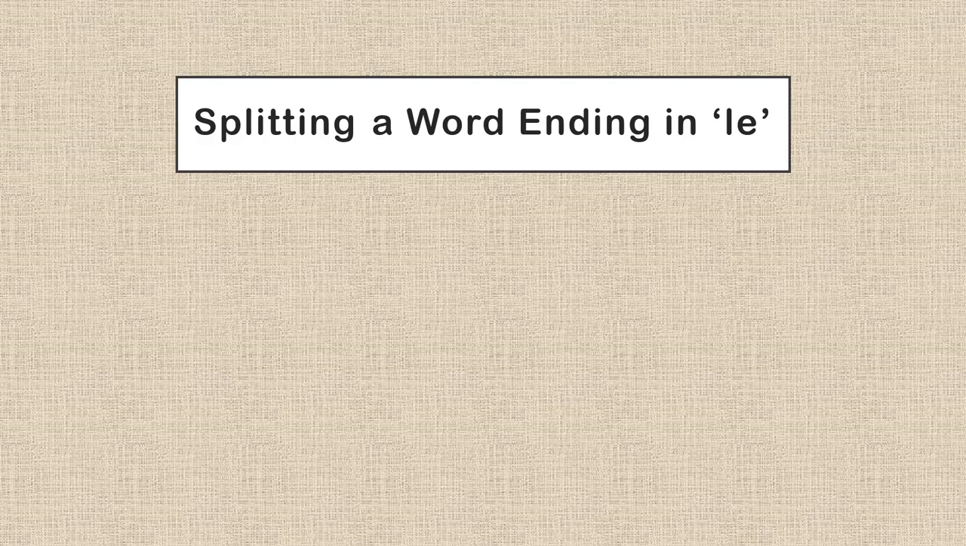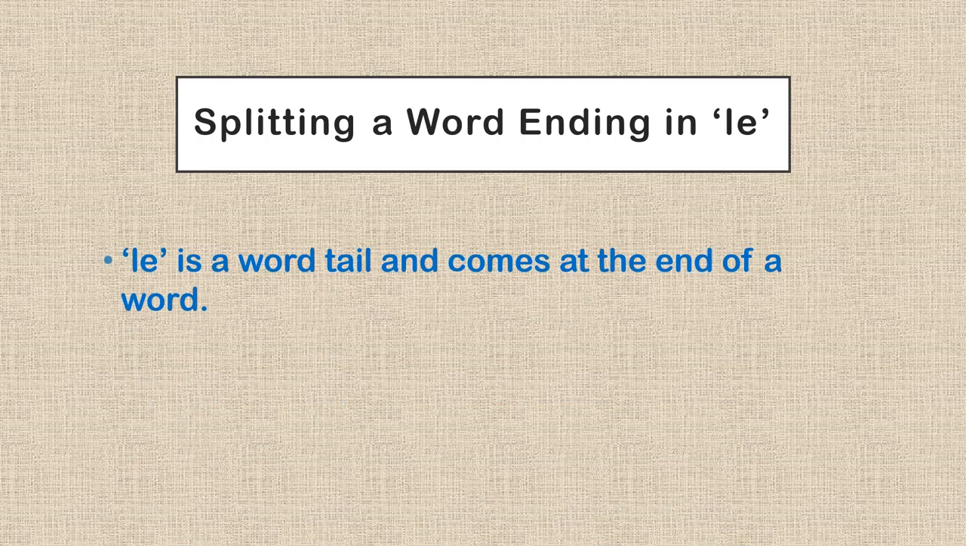I told you that I'm going to discuss two important points. The second point here is splitting a word ending in LE. When the letters LE come at the end of a word, how do you split the word, or how do you break the word into syllables? LE is a word tail. Always remember that it comes at the end of a word. Though it looks like L-E, the sound it makes is not "lee", it's "ul".